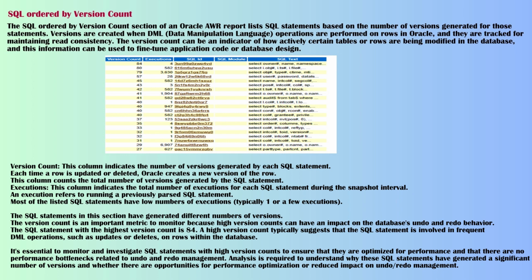A high version count typically suggests that the SQL statement is involved in frequent DML operations, such as updates or deletes, on rows within the database. It's essential to monitor and investigate SQL statements with high version counts to ensure that they are optimized for performance and that there are no performance bottlenecks related to undo and redo management.